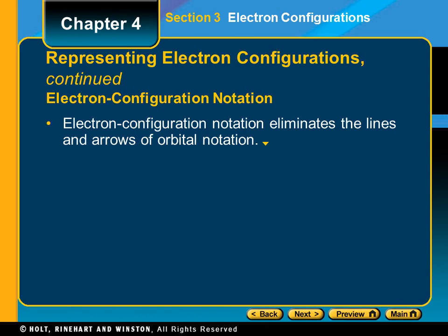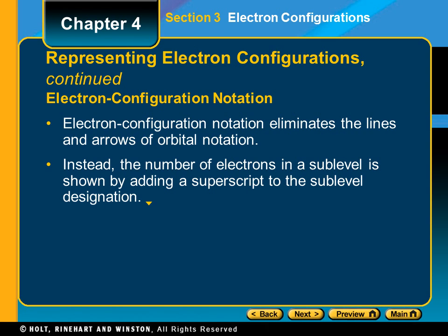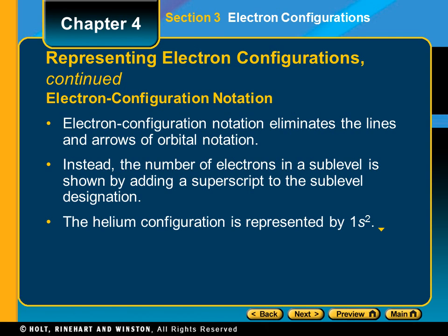We can also do electron configuration notation. So this is a little different. Electron configuration notation eliminates the lines and arrows of the orbital notation. And what we have instead is the number of electrons in a sublevel is shown by adding a superscript to the sublevel designation. So it looks something like this. The helium configuration is represented by 1s2. So it would be helium.